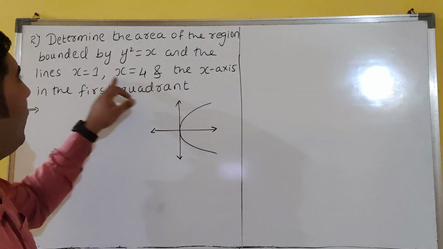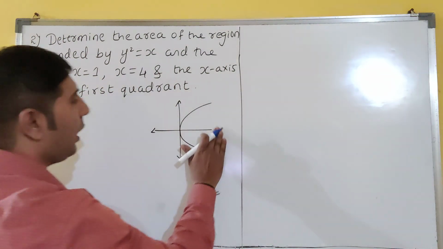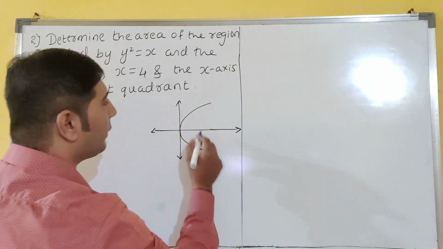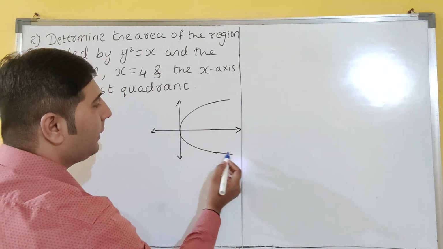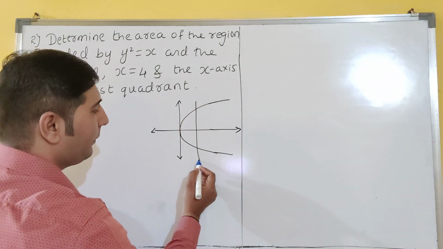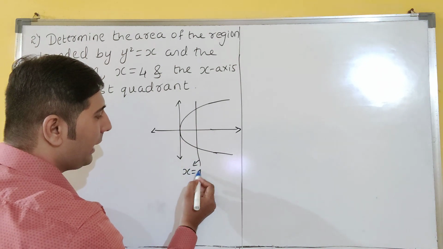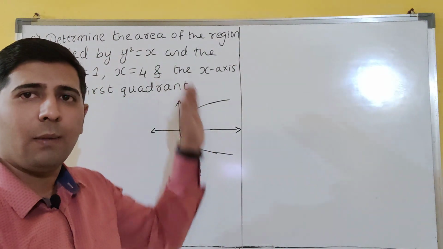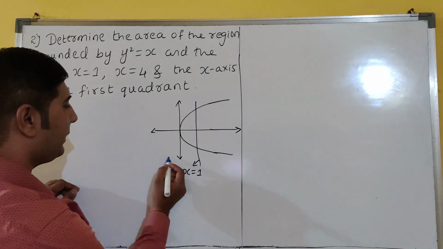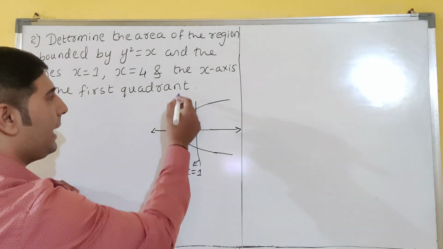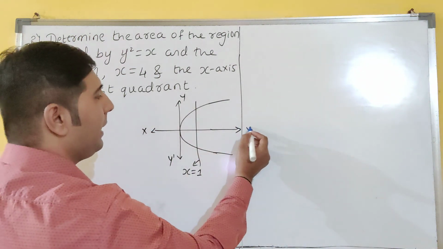So x is equal to 1 and x is equal to 4 we have to draw. Suppose you think this is x is equal to 1. How will you draw? You know that. Parallel to y axis. This is the y axis. So y dash y and this is x, x dash.